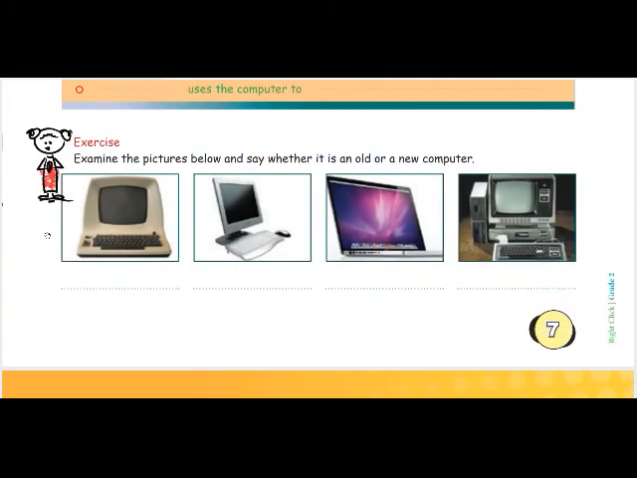And at the end, it's an exercise where students have to mention or to make a difference between old computers and new computers. Of course, the ones to the left and on the right are old computers, and in the middle are new computers.